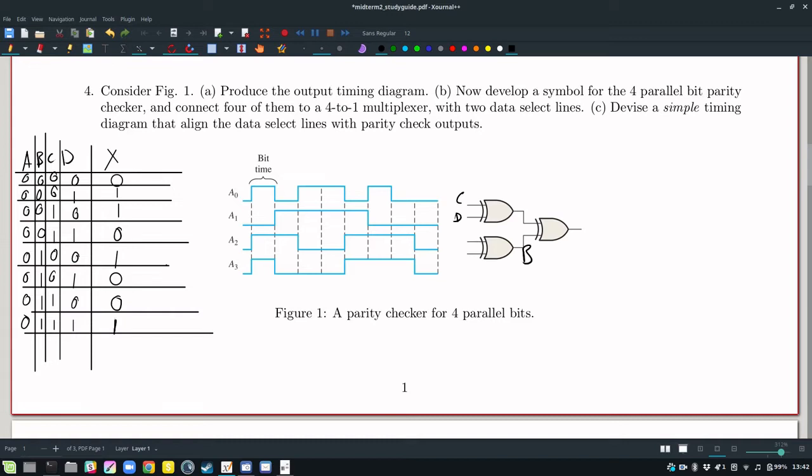So the point is, this is true only when there's an odd number of 1s. If you have 0, 0, 0, 1, that's an odd number of 1s, that's true. Here's 3 1s, and that's true as well. So the parity output here is true if there's an odd number of 1s.